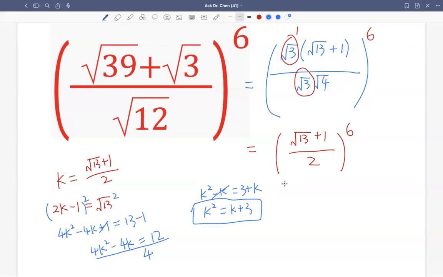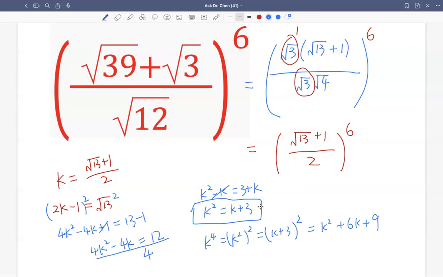Now let's come back here. So k is this expression, right? So we have k squared now. Let's calculate k to the 4th power, which means this to the 4th power. So that's k squared, then squared, right? And k squared can be written as k plus 3. So that's k plus 3 squared. Then that's k squared plus 6k plus 9. Right, perfect square. The middle term is k times 3 times 2, 6k.